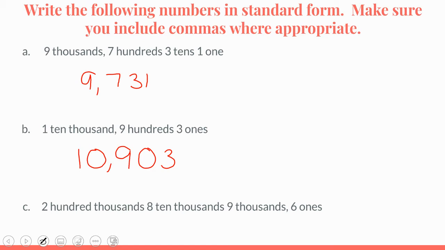So I have 200,000s, 8 10,000s, 9,000s, and 6 1s. So I know that I'm starting in the 100,000s, and I have 2. I have 8 10,000s, okay, 9,000s, and then I have my comma, and then I just have 6 1s. So that means I have nothing in my hundreds and nothing in my tens, but I still need to put zeros there. And then a 6 for my 1s.